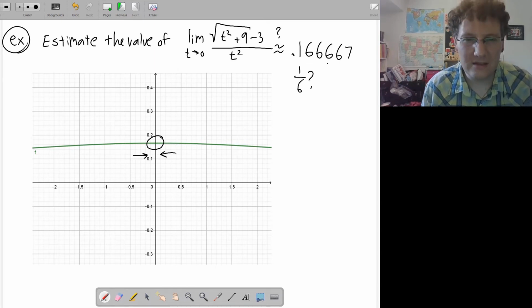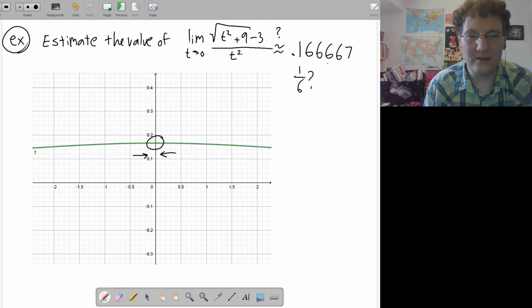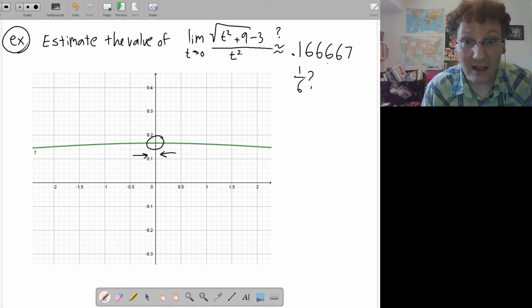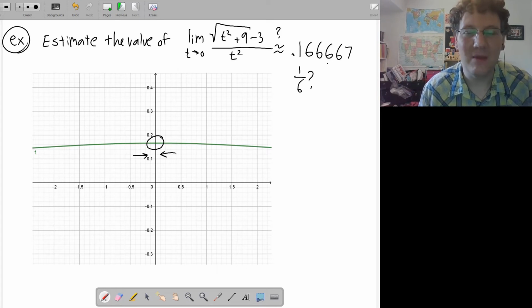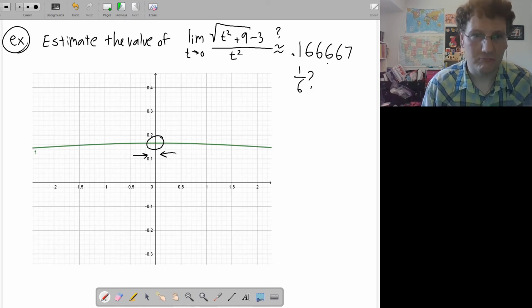So this is the idea. And we're not solving this. We're just estimating it. And it seems like this function, of course, is not defined when t equals 0, because you're dividing by 0, which is, as you know, the biggest no-no in math. But it looks like the function approaches the value of 1/6.